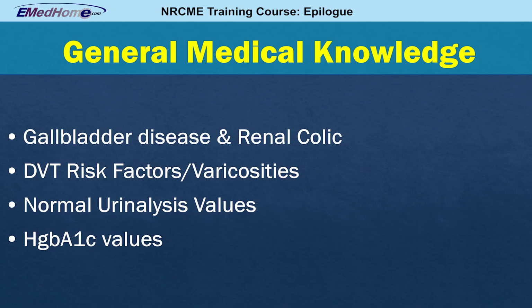There may be a question or two asking about the signs of gallstones and kidney stones. There is often a question about the risk factors for DVT and a question that tests if the provider recognizes that varicosities may be a sign of something more serious, such as an impending DVT. The provider should be familiar with normal urinalysis values and what hemoglobin A1C levels indicate diabetes.